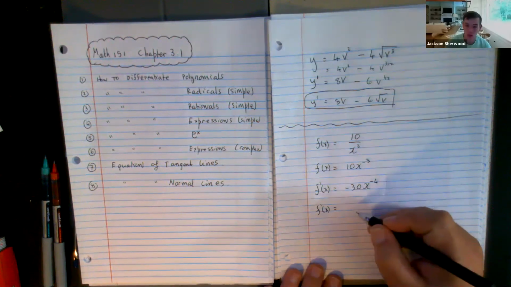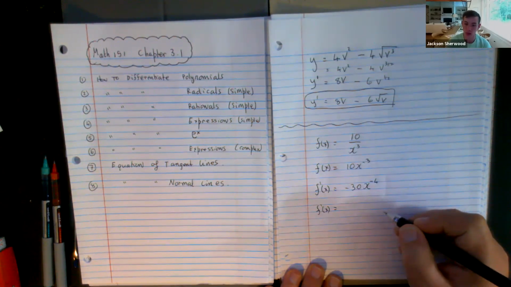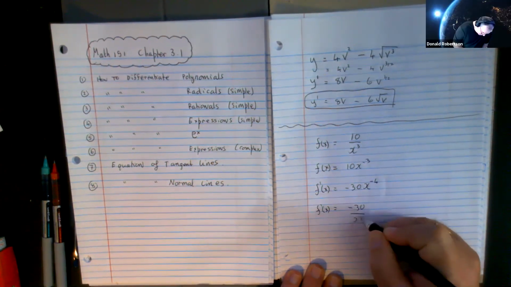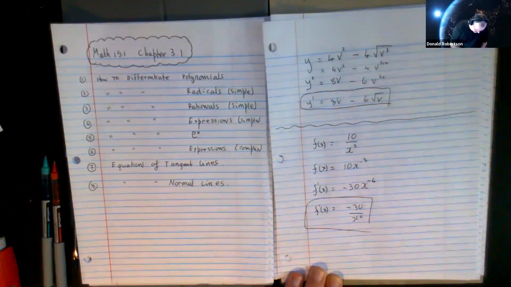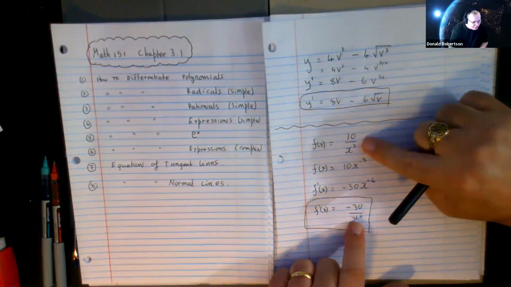It doesn't look like the first one because it's a -4. It's not over anything, so it'd be -30 over x to the 4th. And we are finished. Do you see my style point rule? Make it look like the original.